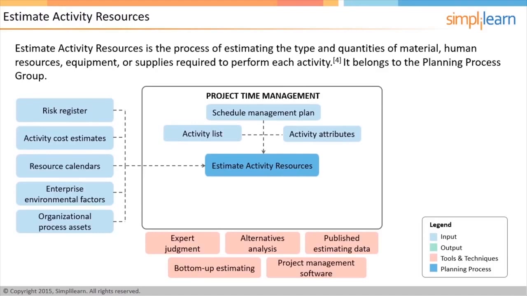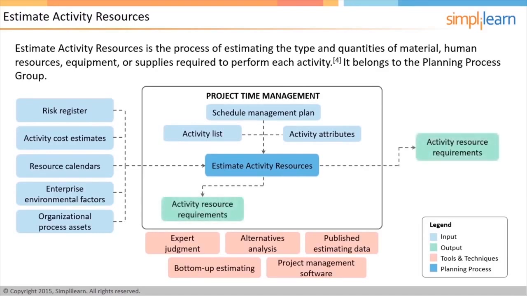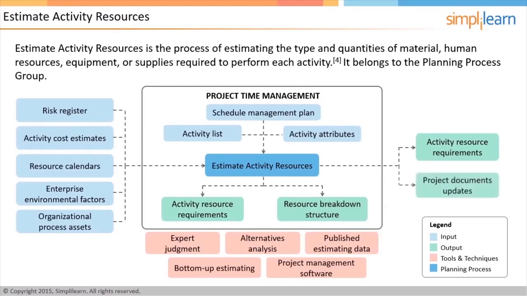Clearly, the output of this process is the activity resource requirements. Along with this, resource breakdown structure is also prepared. The resource breakdown structure is the categorization of all the required resources in various categories. That is, human resources, equipment, raw materials, etc. In the process of estimation, several other project documents may also be updated. For example, the resource estimates are directly correlated with cost estimates. Let us now move on to the next process, estimate activity durations.